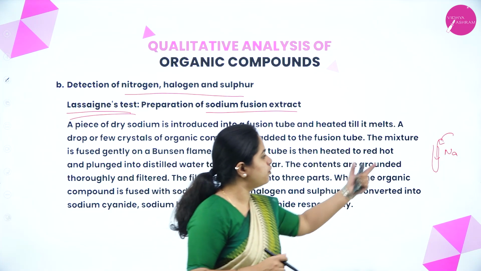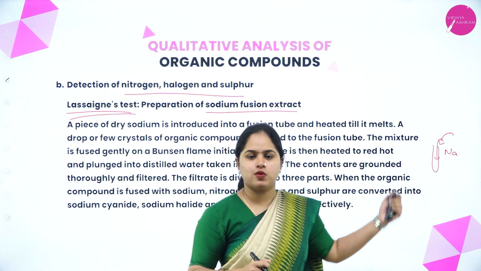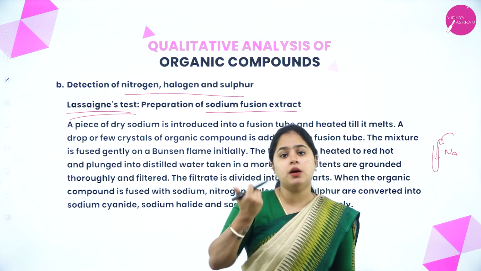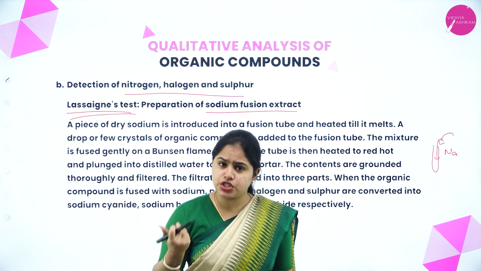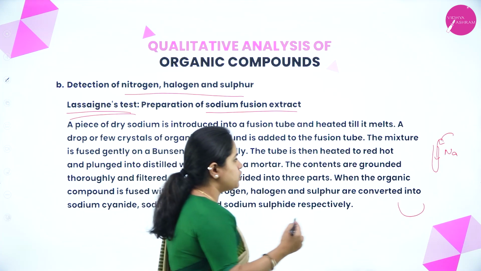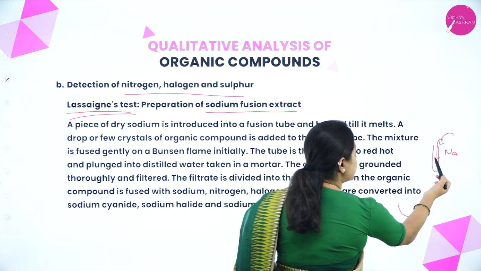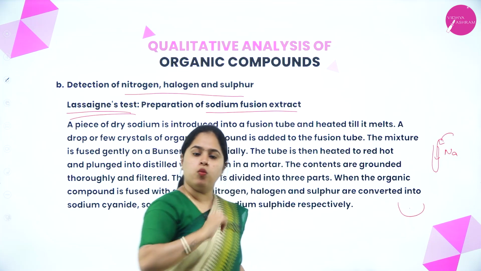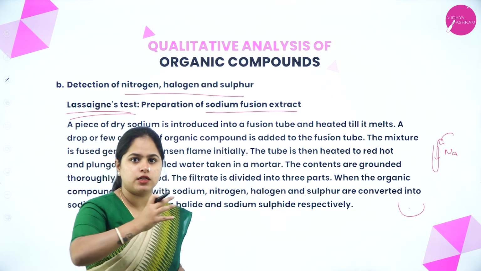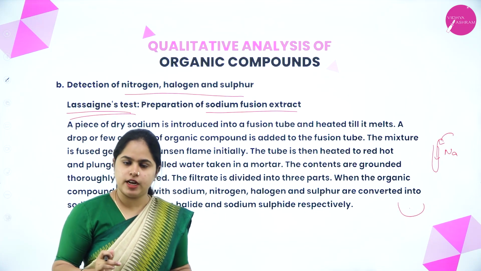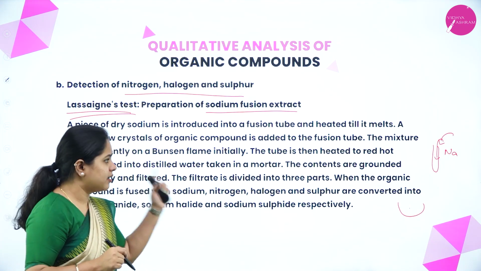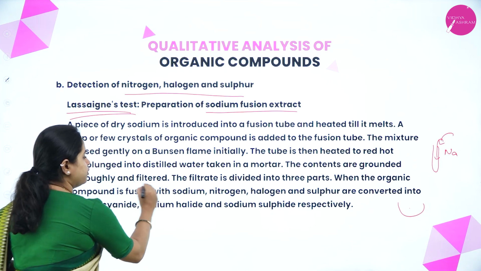So now my fusion tube contains the sodium as well as the organic compound. We heat the mixture and it has to become extremely red hot, and then we take a china dish in which distilled water is present. Once it becomes red hot, we put the glass tube directly into the distilled water. Since we are putting an extremely hot substance into water, the glass will break. Now we grind it thoroughly. The contents are ground thoroughly and filtered.